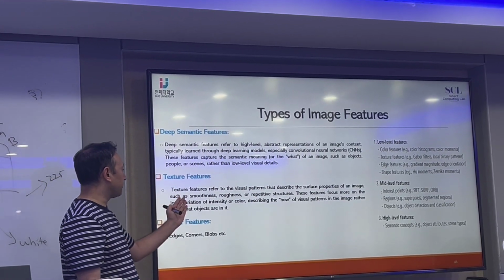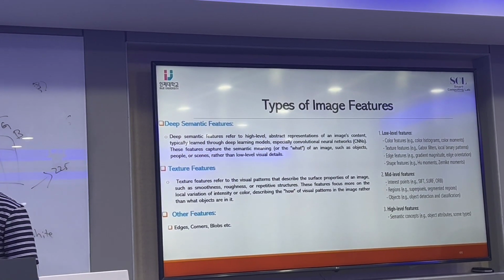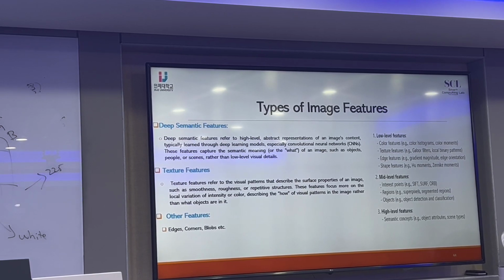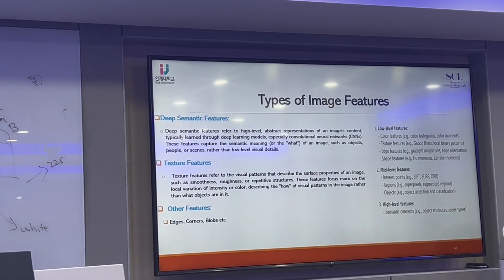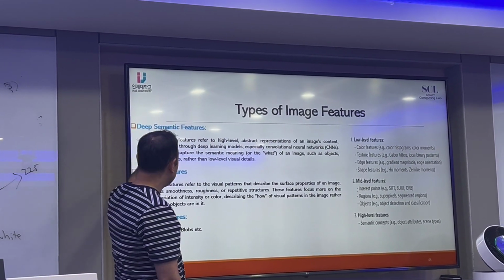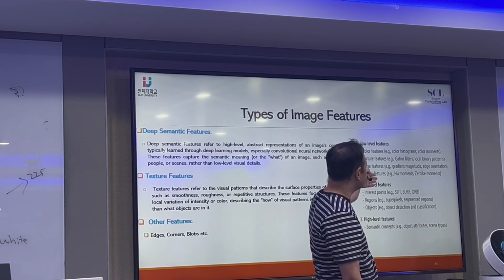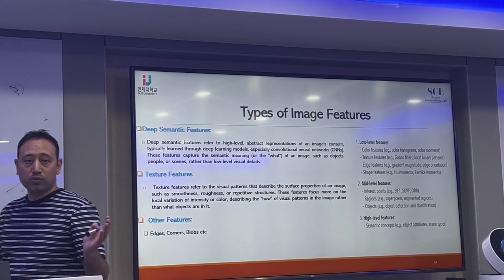And we have texture features. Texture features focus on the shapes and texture of an image. And other features we have are edges, corners, and blobs, etc. So these are high level features, and these two are low level features and mid level features. I have mentioned some of them here. You can explore more.